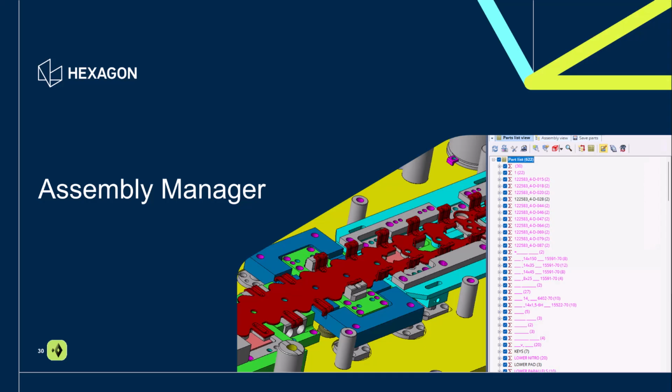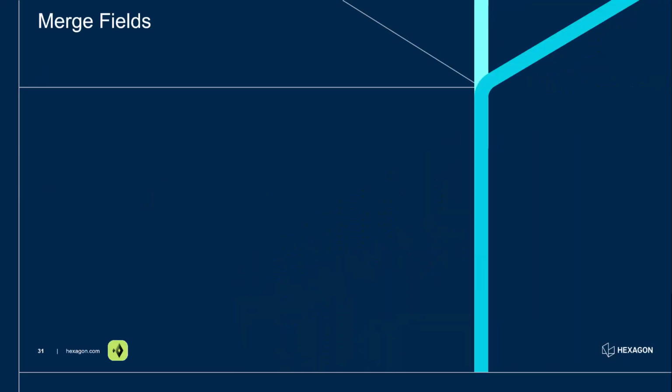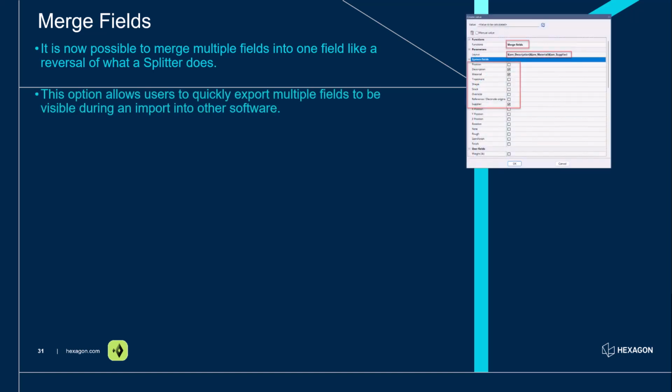Now we're going to talk about what's new within the Assembly Manager. We'll start with Merge Fields. It's now possible to merge fields into one field, pretty much the opposite of what a splitter does, and this allows for the quick visualization of multiple fields when you export a file and import it into another software.